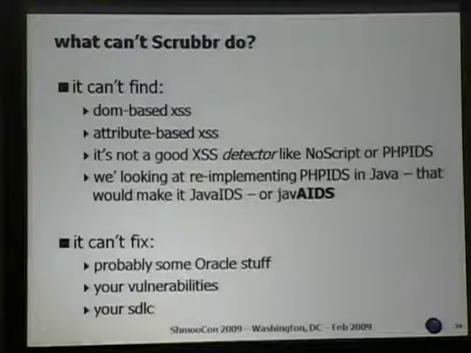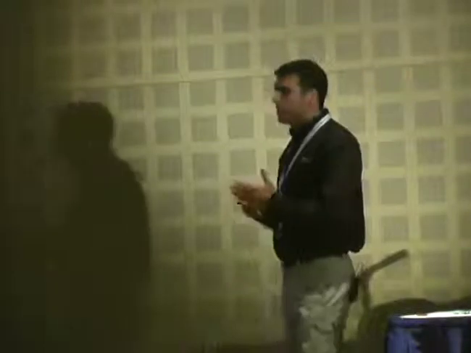We're going to do a demo in a second, but I want to make sure people know what Scrubber can't do. Scrubber can't find any DOM-based cross-site scripting attack, or attribute-based cross-site scripting. If somebody puts in as an attack vector, double quote, space, onmouseover equals whatever, AntiSamy is not going to catch that because it just looks like text. AntiSamy is not a good cross-site scripting detector. It's a rich input policy compliance tool. I can make sure something the user sends in is the rich input that you want. That doesn't make it a good XSS detector.